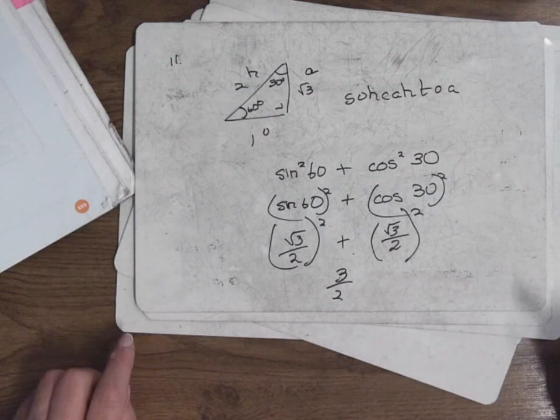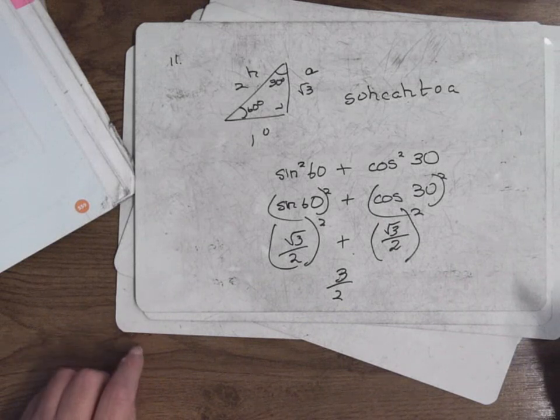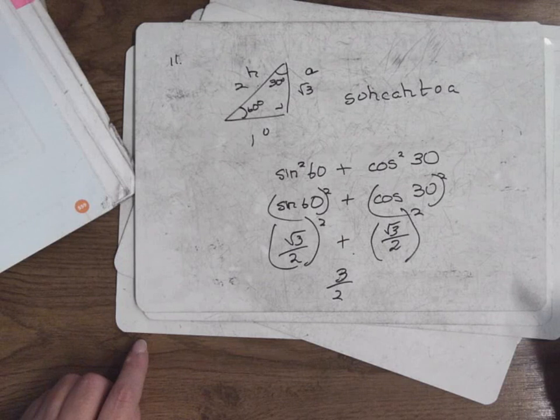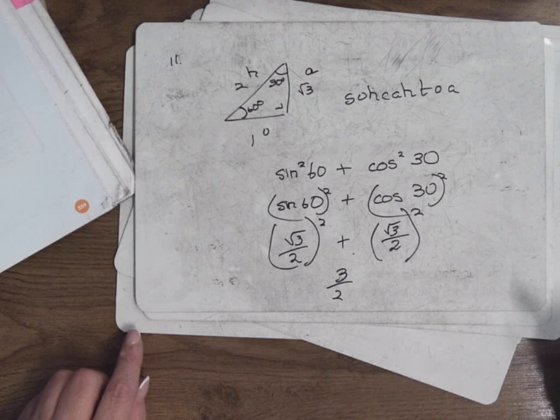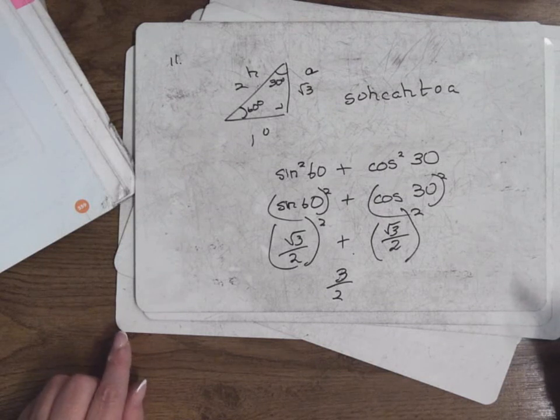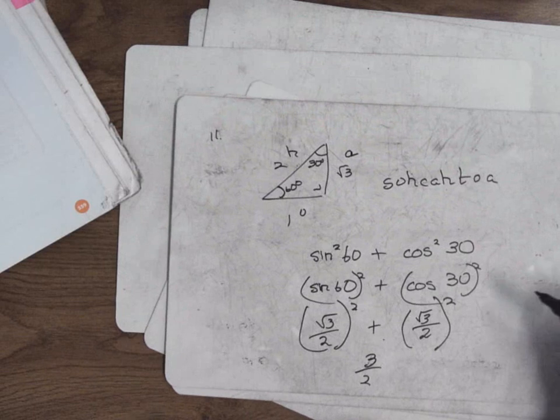Miss, if you switch around the opposite and the adjacent, do you get it wrong? I did 30 over 2. Oh, never mind. I did the angle, never mind, sorry. Right. Okay.